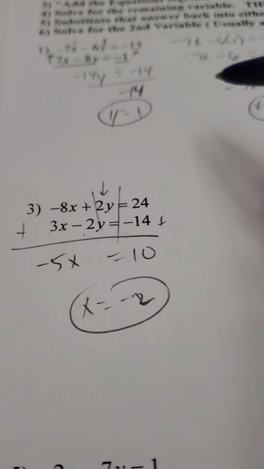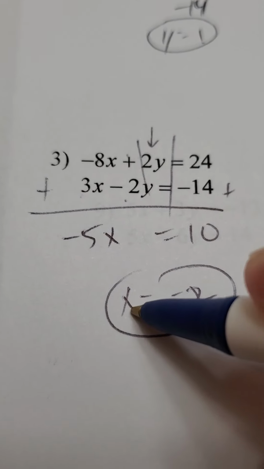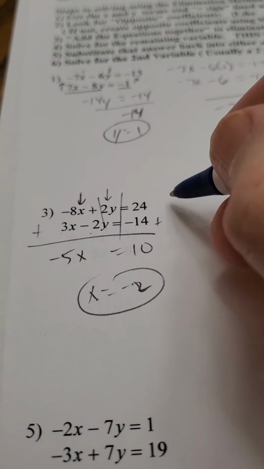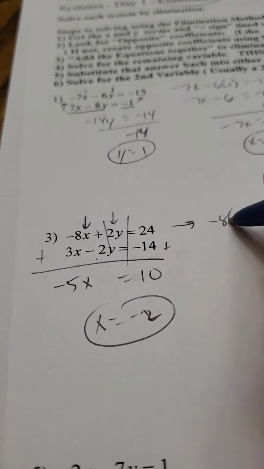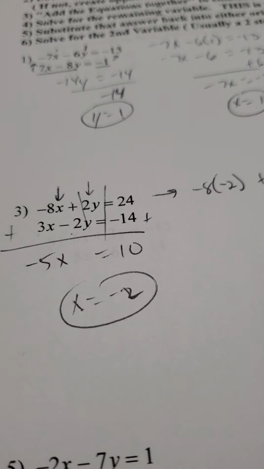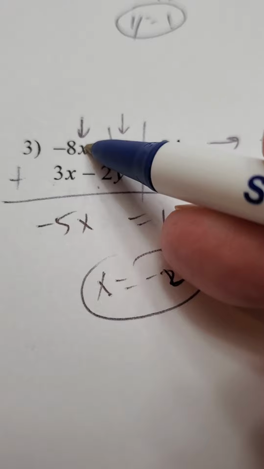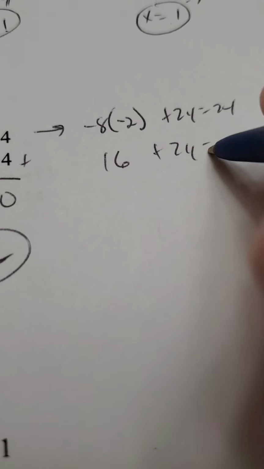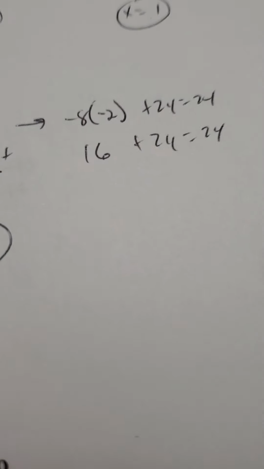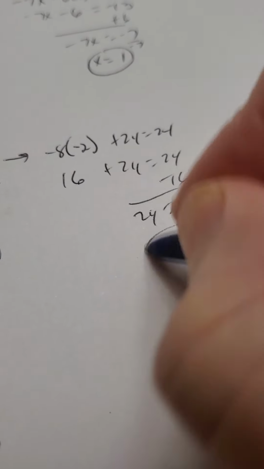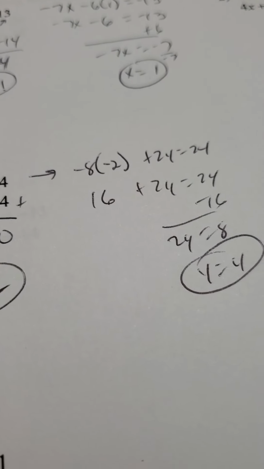Now, be careful. This time I solve for x, so make sure you plug it in for x. I'm going to go ahead and use the top. Plug in a negative 2. Put a negative 2 right there. That gives me positive 16. And solve for y. Positive 4.